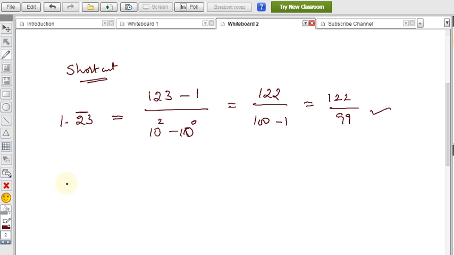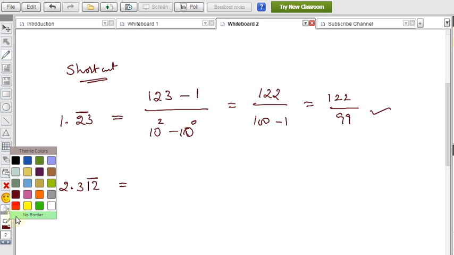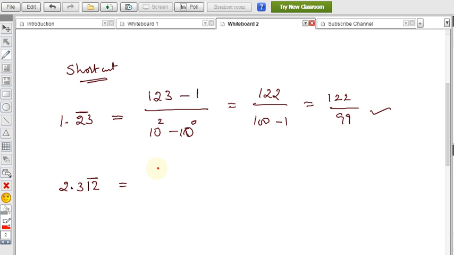Let me take one more example: 2.312 with the bar on 2. Here you can understand more clearly because I took a different number. First step: without the point and without the bar, the number is 2312, minus the non-repeating number, which is 23. Don't consider the point in the numerator place. So 2312 minus 23, by 10 to the power number of digits after the point.